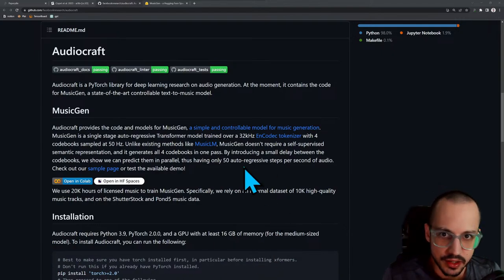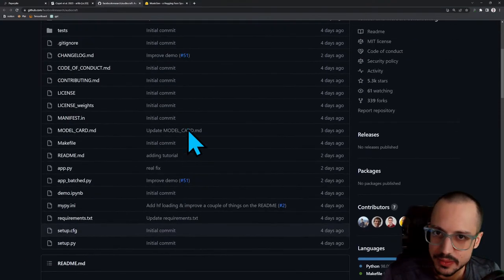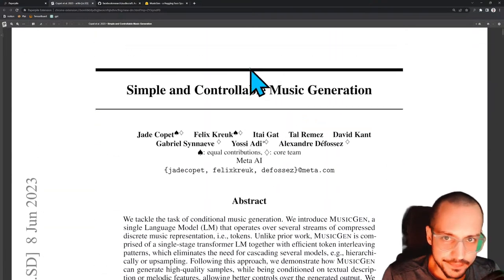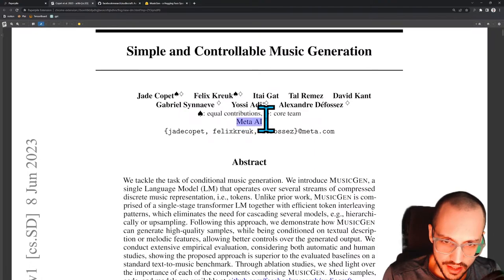Welcome everybody to another stream. Today we're going to be doing another paper. We're going to be looking at simple and controllable music generation. This is coming out of Meta AI Research.